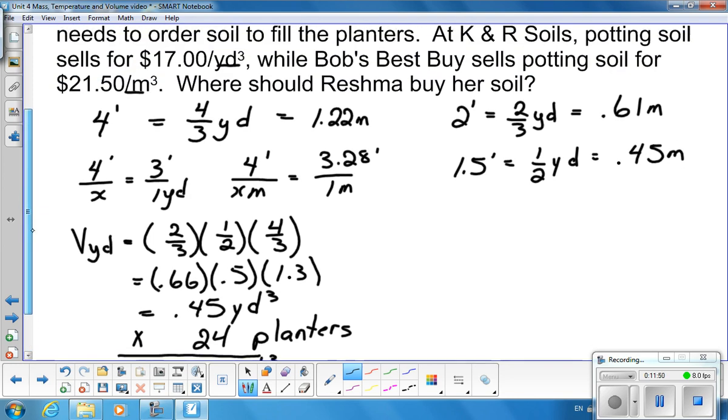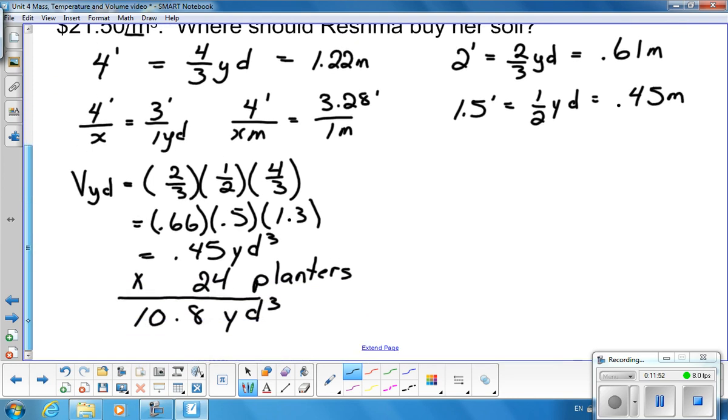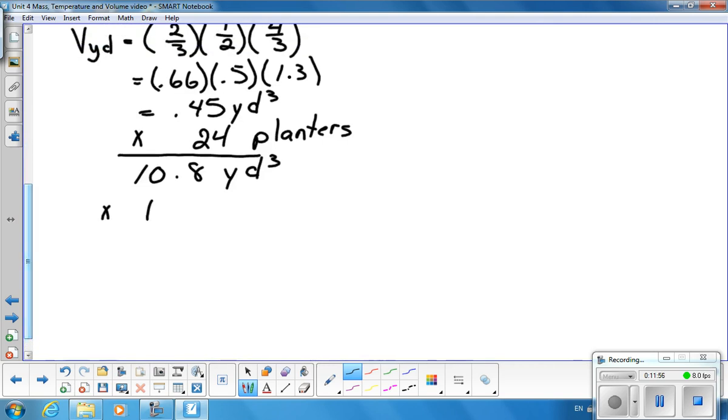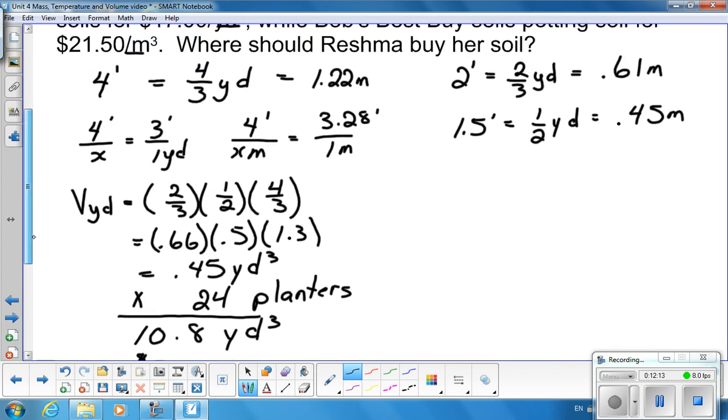Our price per cubic yard was $17. So multiplying by 17 gives us a total price at K&R of $183.60. Let's have a look now at Best Buy.